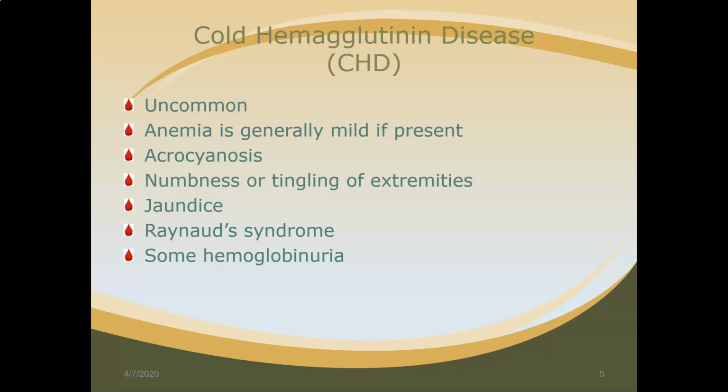The eyes and under the tongue, you'll see that kind of yellowish color. Many people with cold hemagglutinin disease often exhibit Raynaud's syndrome, and what this is, when exposed to cold, their skin kind of turns purplish or blue.